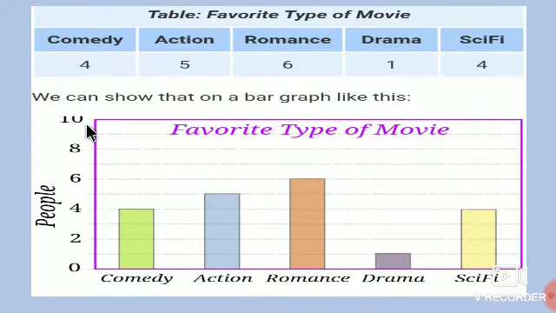And this is the scale: 1 unit shows 2 people. The comedy film is the favorite of 4 people. Action 5. It is in between 4 and 6, so it shows 5. Romance 6. Drama 1 only. It is in between 0 and 2, so it shows 1. This is the height of the bar. It shows the numerical information related to the given information. And scientific movies is the favorite of 4 people.